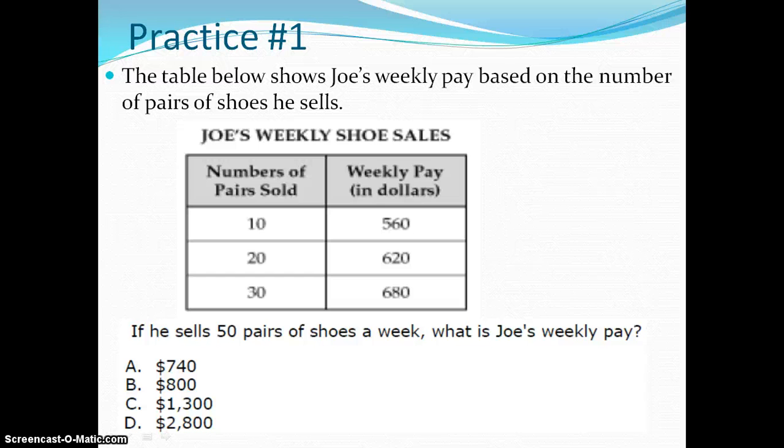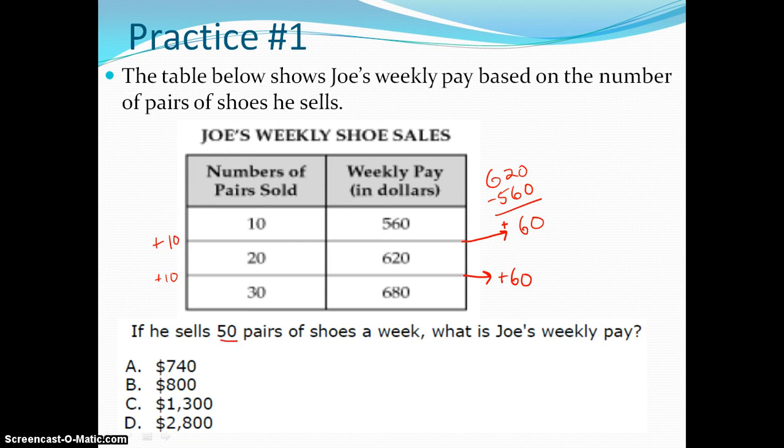The table below shows Joe's weekly pay based on the number of pairs of shoes he sells. Well, it looks like for every 10 pairs of shoes that he sells, $620 minus 560 is 60. So the difference here is every time he sells 10 pairs of shoes, he gets paid $60 more. And again, we can check here, and it is also $60 more.